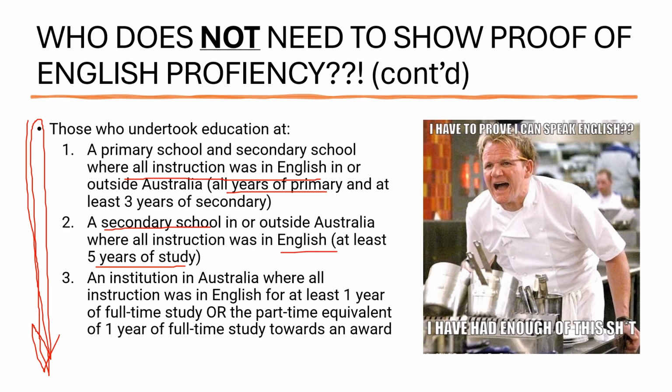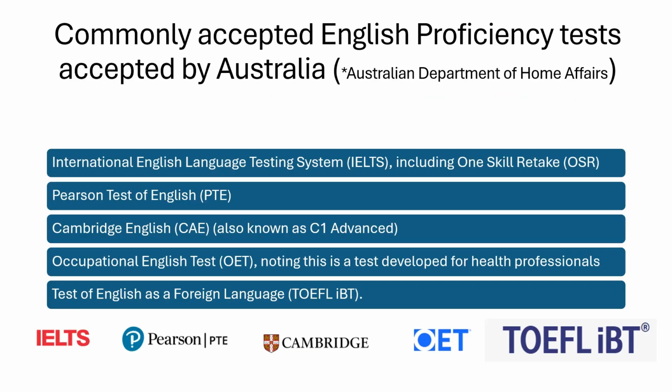And finally, those who studied in Australia where all instruction was in English for at least 1 year full-time or part-time to the equivalent of 1 year full-time. Okay? I know you can speak English. A lot of you can speak English, you can understand English, you can write in English, but unless you are from those 5 countries, you're probably going to have to show proof of proficiency. Did I miss something? No, I didn't.